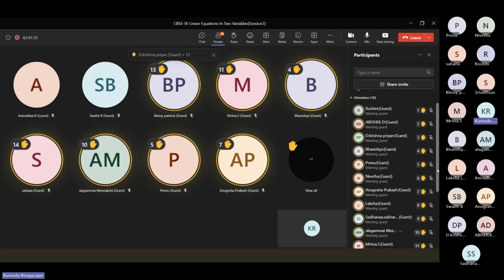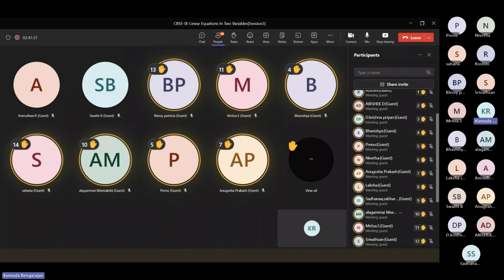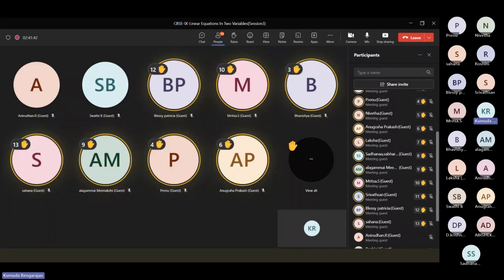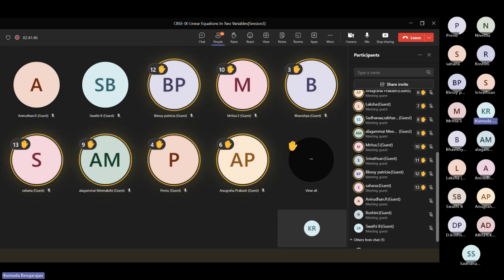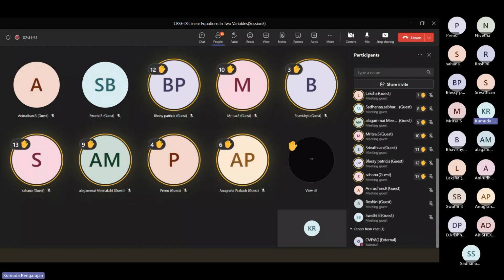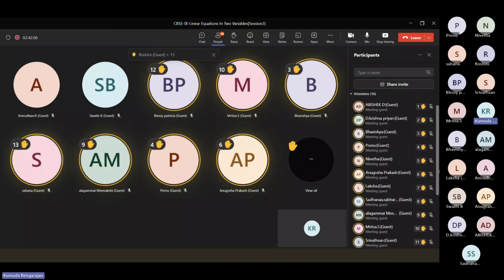So it's Roshni, Abhishek, Krishna Priyan, Bhavishya, Prenu, Niveda, Anugraha, Laksha, Sadhna, Sabarna, Regamai, Mritsa, Srivatsan, Blessy, Sahana, Aniruddhan, Roshni, Swati, Roshni, and Aniruddhan, are you there? Roshni, yes. No problem.